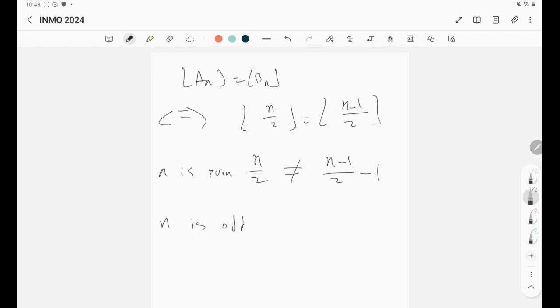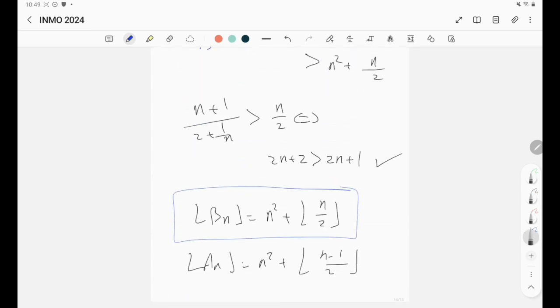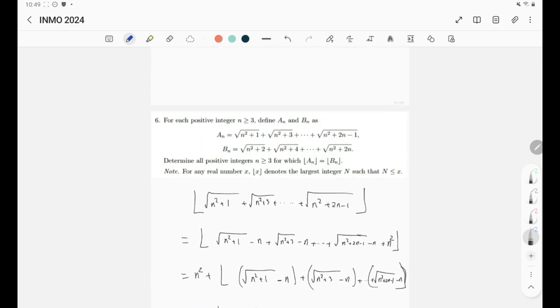So it's going to be just (n minus 1) divided by 2. This thing is an integer, so it's actually (n minus 1) over 2, and hence they are equal. So the answer is just n is odd. Any odd number will work, and that finished the proof.